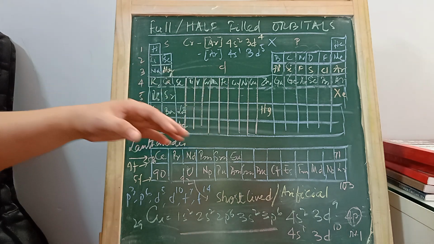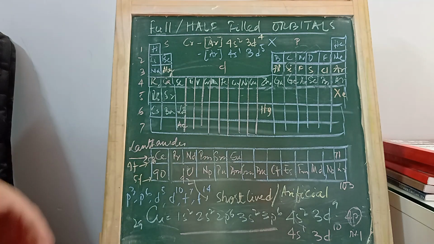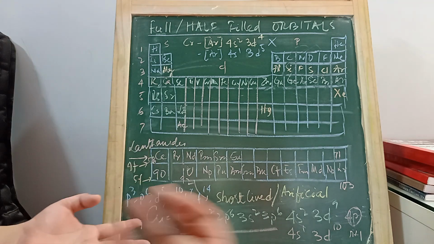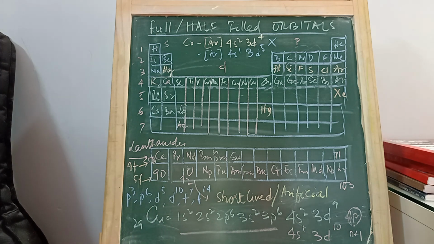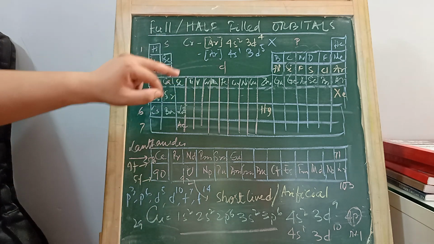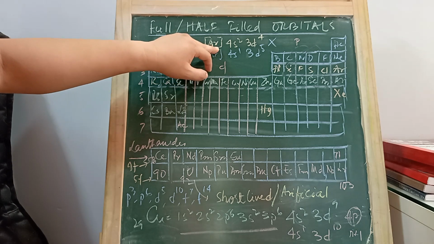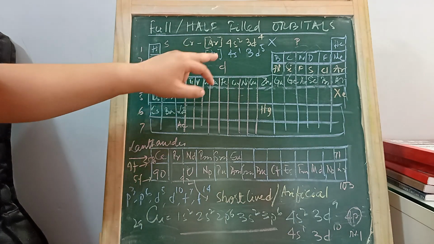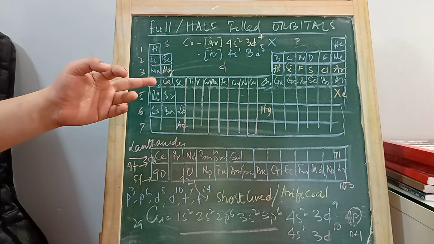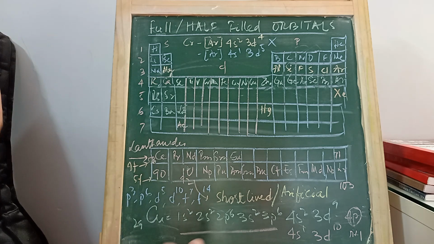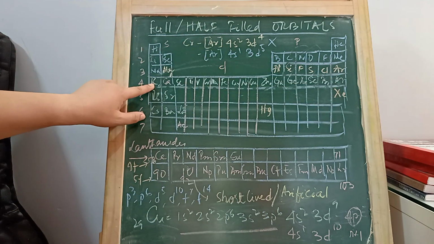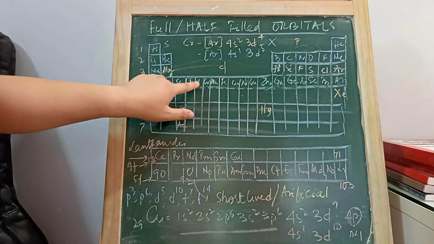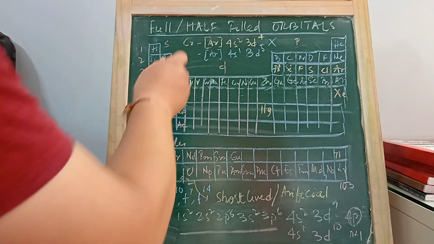Normally, if you have not been taught this topic and you are told to write the electronic configuration of chromium, how will you write it? You will write the electronic configuration of argon that you know. Then we need the number of electrons, so we can find it from here. Up to argon is 18, then 19, 20, 21, 22, 23, 24. So its atomic number is 24.